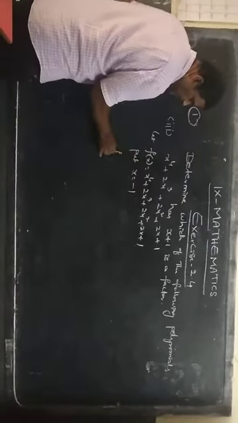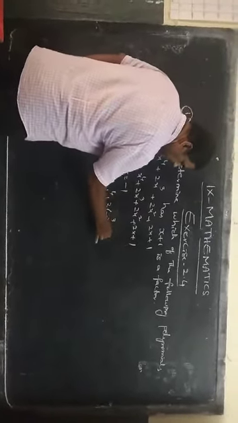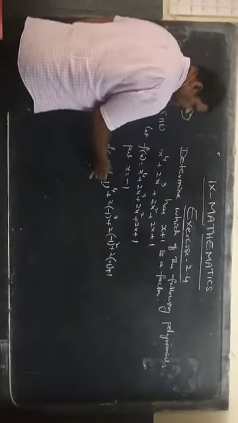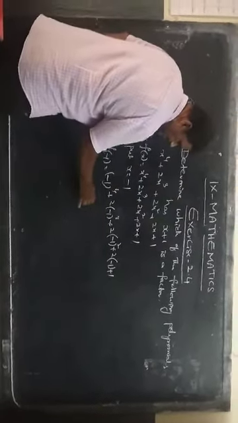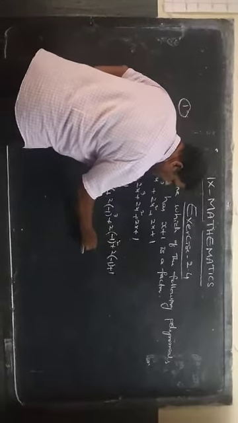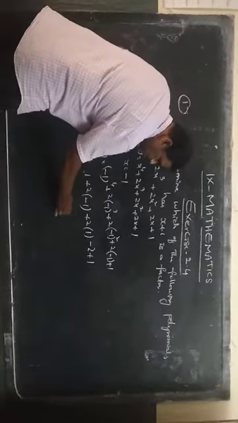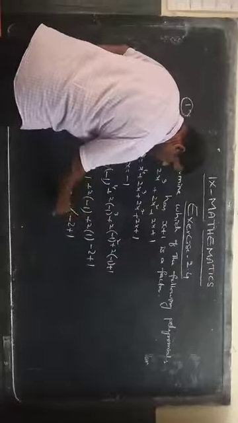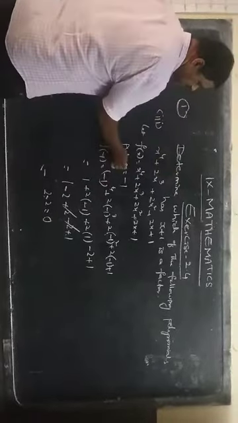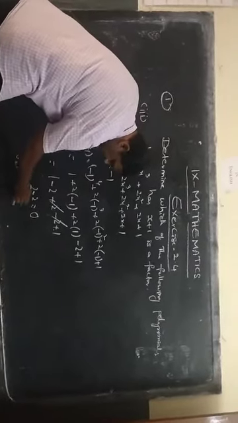On substituting x is equal to minus 1: minus 1 to the power 4, plus 2 into minus 1 cube, plus 2 into minus 1 square, plus 2 into minus 1, plus 1. Minus 1 to the power even number is 1. Minus 1 to the power odd number is minus 1. Minus 1 to the power even number is 1. Plus into minus is minus, so 1 minus 2 plus 2 minus 2 plus 1. The plus 2 and minus 2 cancel. 1 plus 1 is 2, and 2 minus 2 we got 0. So on substituting x is equal to minus 1 we got 0. Therefore the conclusion is x plus 1 is a factor.